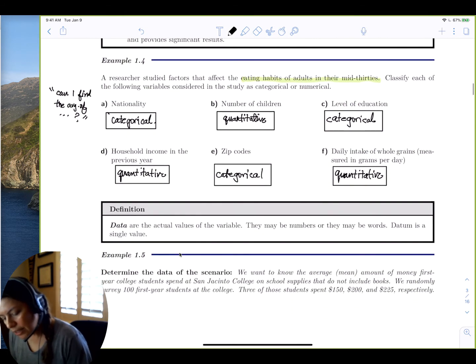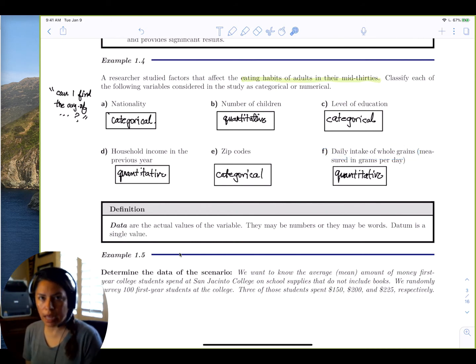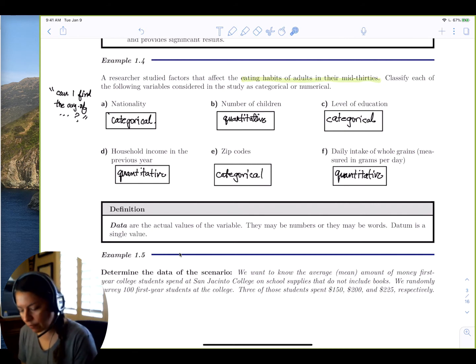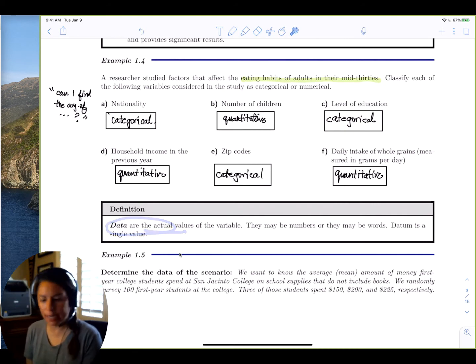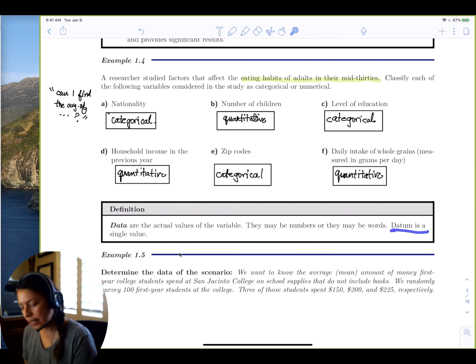Okay, so data are the values of the variable. So the variable here, let's say, is daily intake of whole grains. When I start assessing how many grams of whole grains I eat in a day, one day I eat 5 grams, that's my data. The other day I eat 10 grams, that's my data. So they may be numbers or they may be words. Datum is a single value.